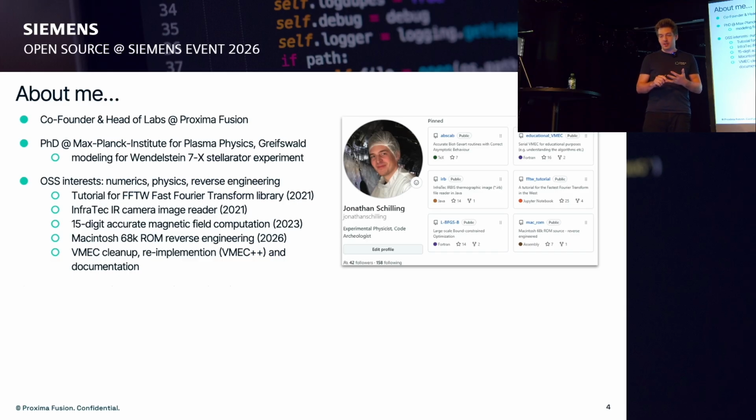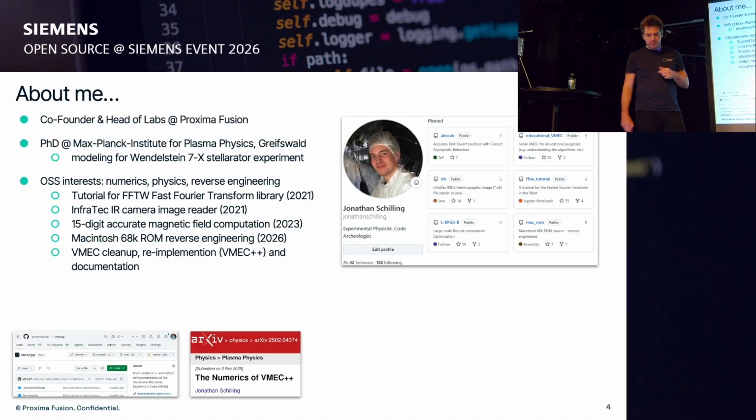I did recently a reverse engineering of the original Macintosh 68K ROM for a little bit of a historic computing project. And something that I will cover in this talk is that I cleaned up and rewrote the Variational Moments Equilibrium Code, which is a numerical tool that is used to model these kind of stellarators that we looked at. And VMEC++ is open source and also 200 pages of LaTeX documentation, which you can find on arXiv that I wrote in the context. Now also in docling in the original repo, so that we can use it for AI-assisted improvements on the code base itself.